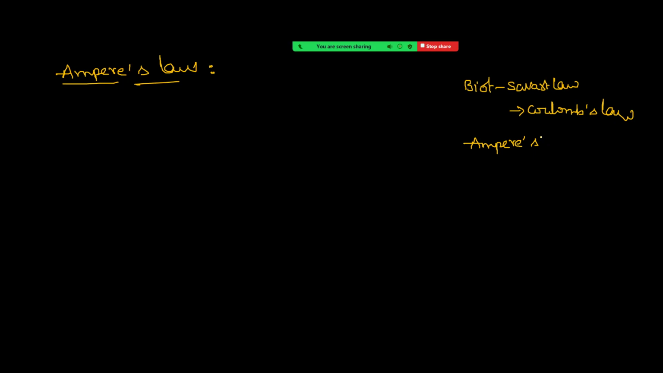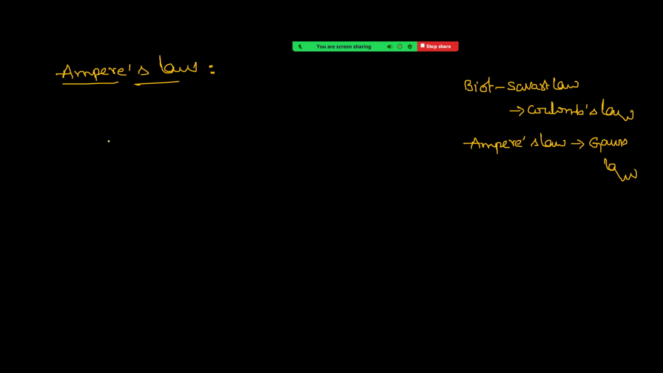So comparing Ampere's law with Gauss law, we have seen that whenever the distribution of charge is symmetric, then Gauss law makes the calculation very simple, right? Now exactly the same logic here also. Whenever the distribution of current is symmetric, calculation of B bar becomes very simple with the help of Ampere's law. Let us see first the statement of this.